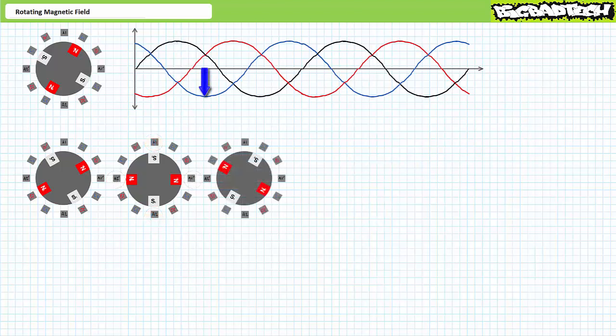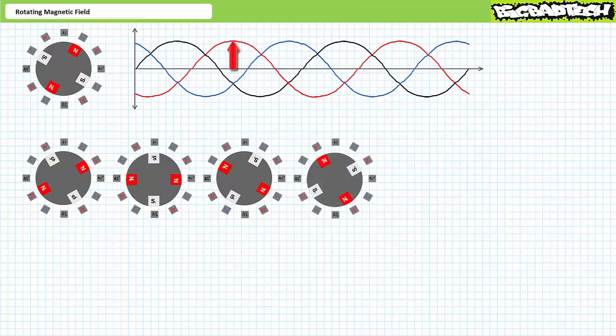Some moments later, L3 peaks negatively. The C ends are south, and the prime ends are norths. The north ends of the rotor are attracted to the C's, and the south ends of the rotor are attracted to the primes. The rotor continues to turn clockwise. Some moments later, L2 peaks positively. The B ends are norths, and the prime ends are souths. The north ends of the rotor are attracted to the primes, and the south ends of the rotor are attracted to the B's. The rotor continues to turn clockwise.